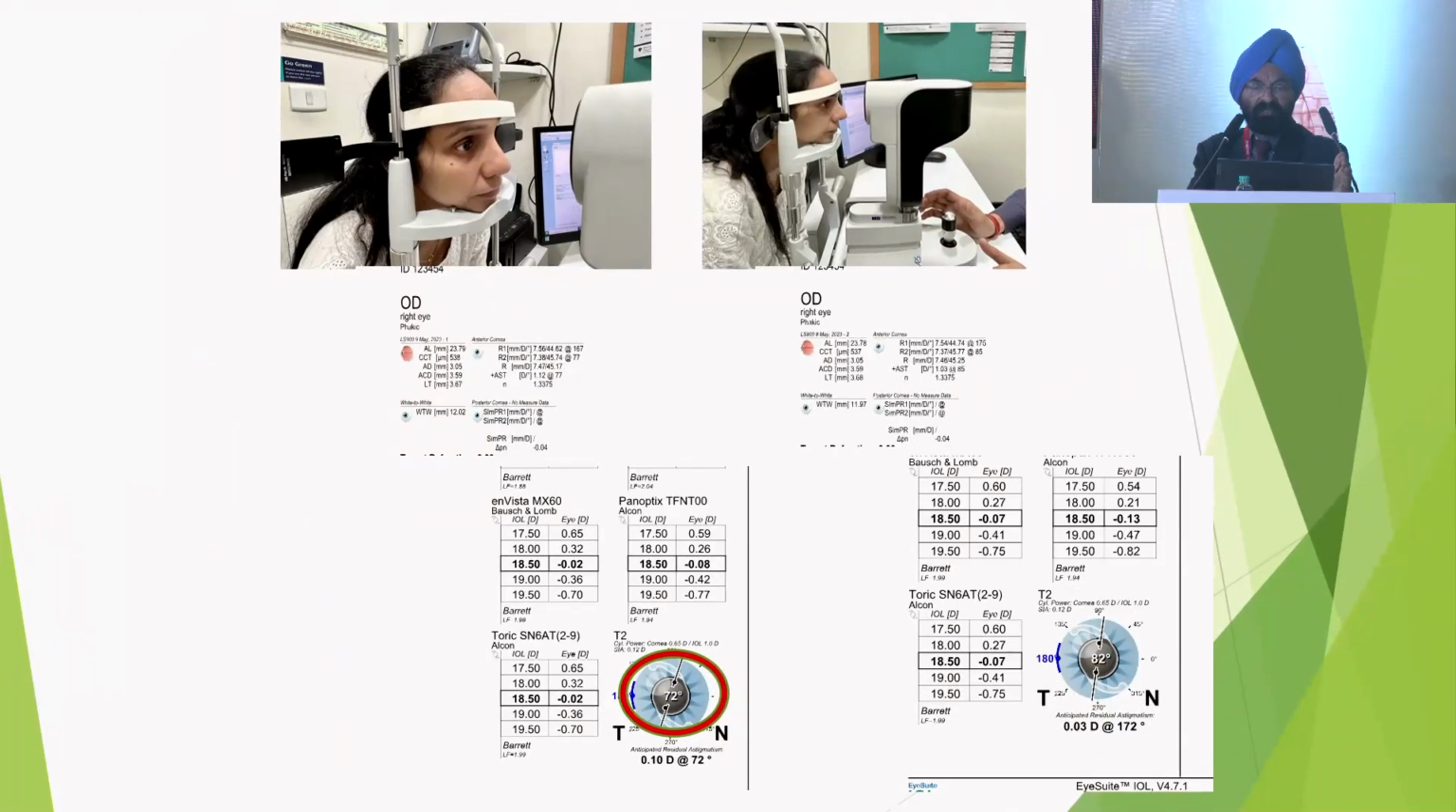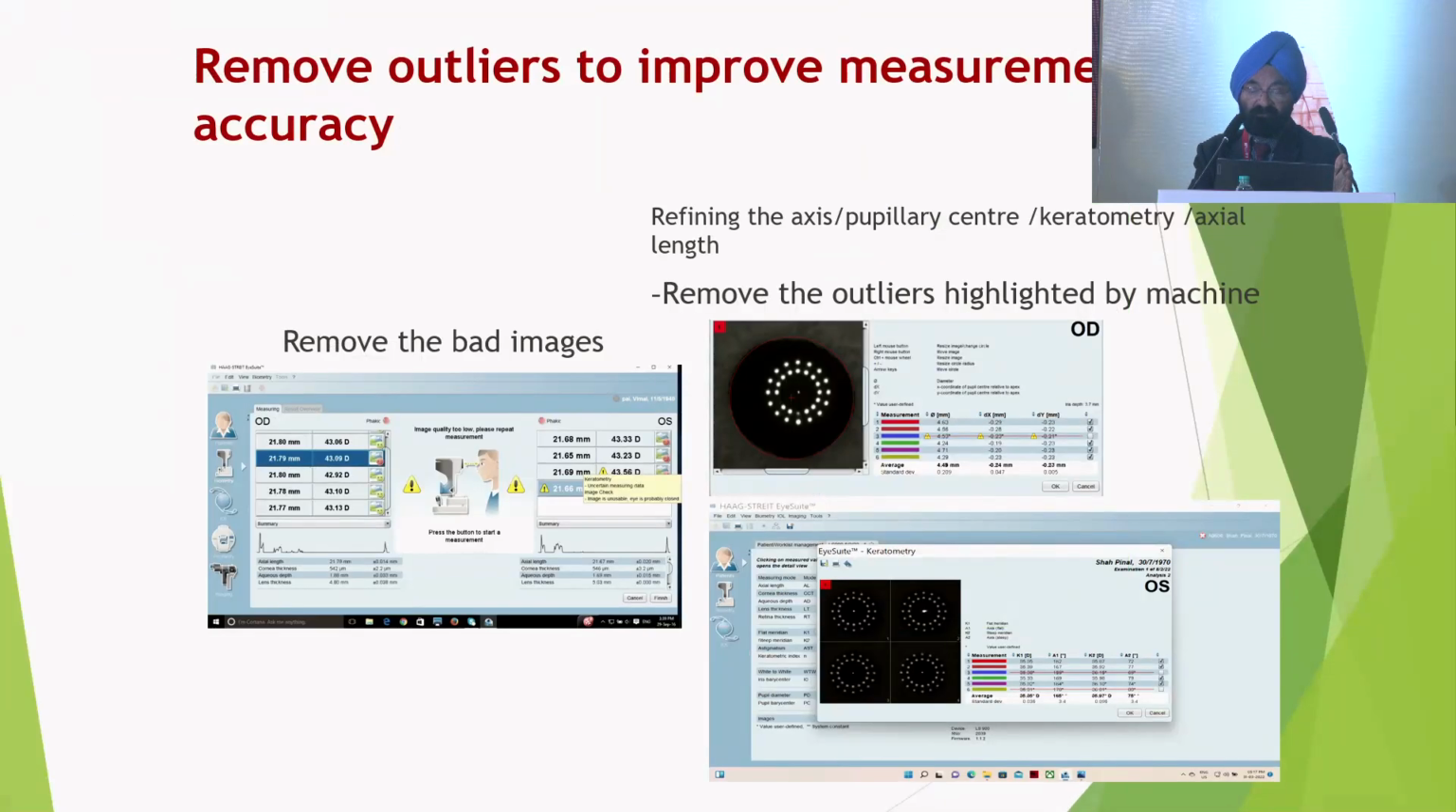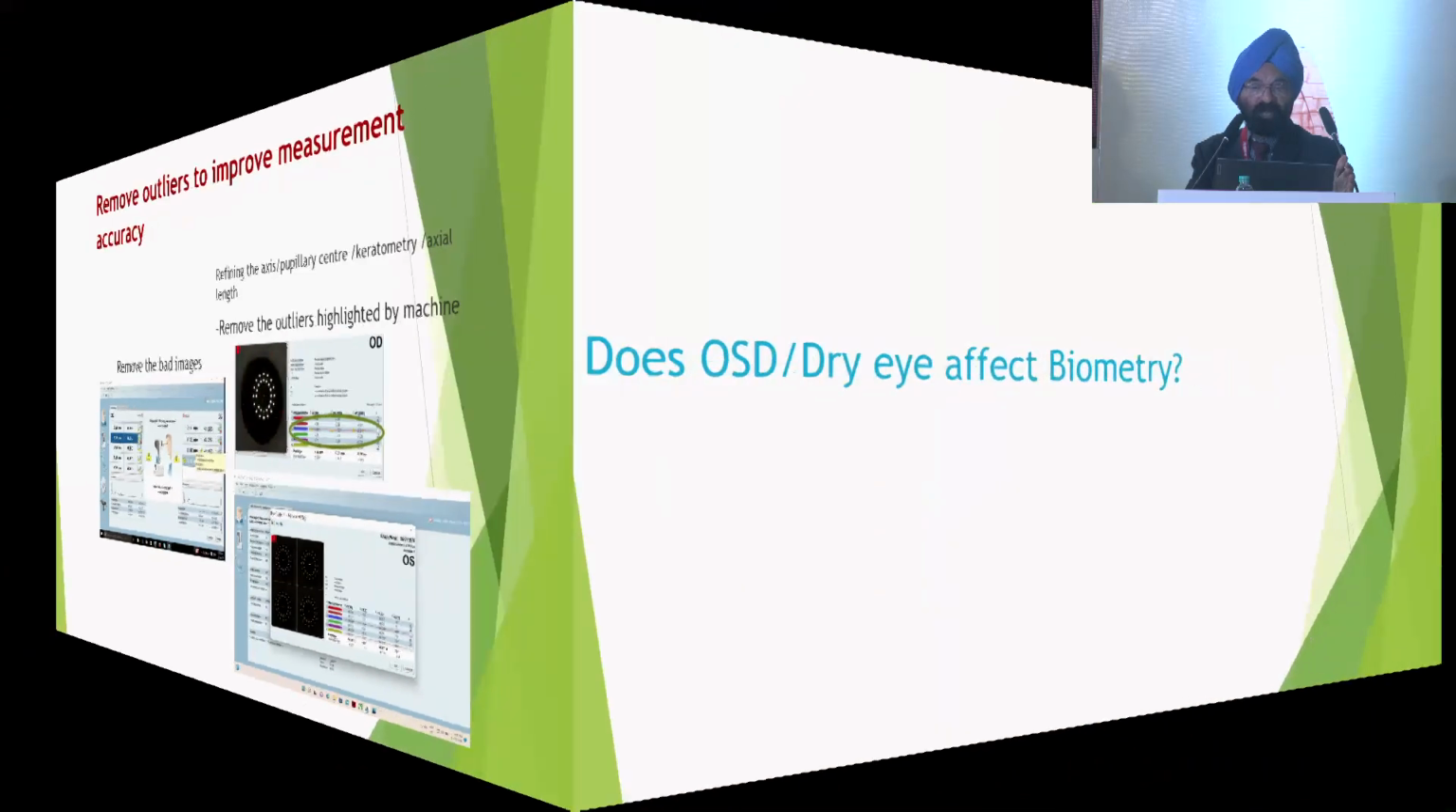Like here, once you corrected the head tilt, the axis changed from 72 degrees to 82 degrees. That's a significant error which would have occurred if we had not paid attention to this. Remove outliers which are highlighted by the machine to improve measurement accuracy.